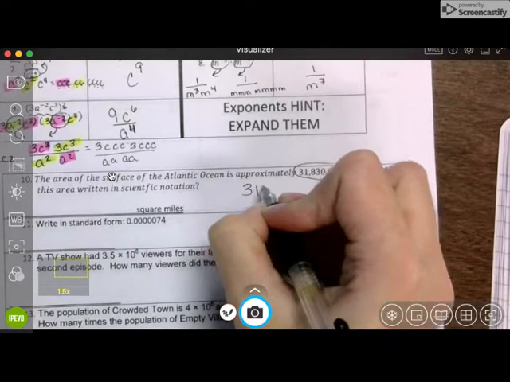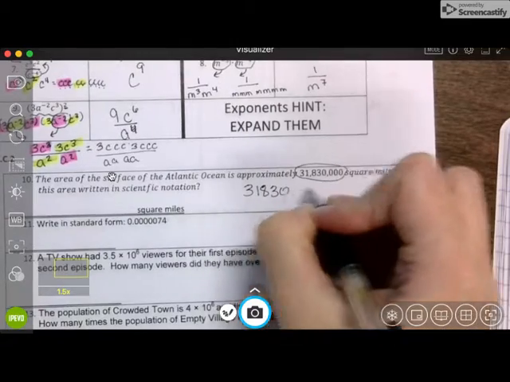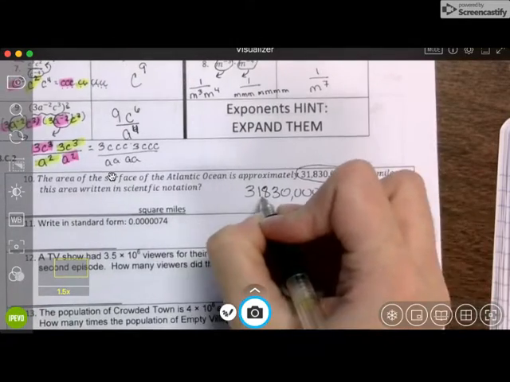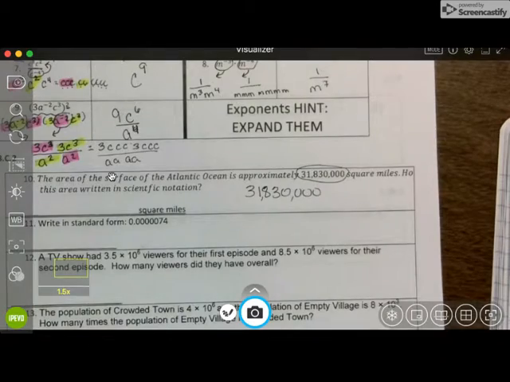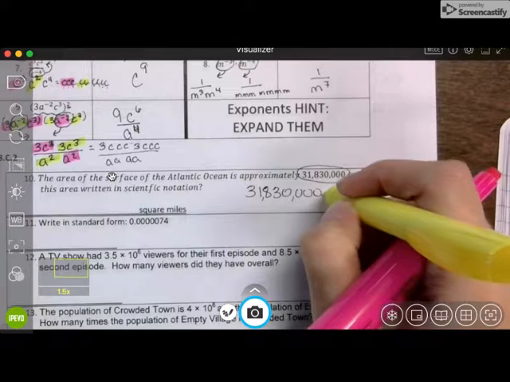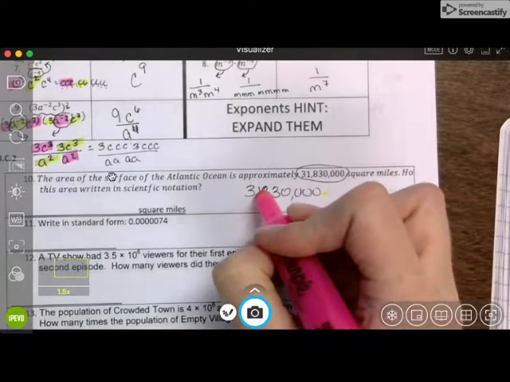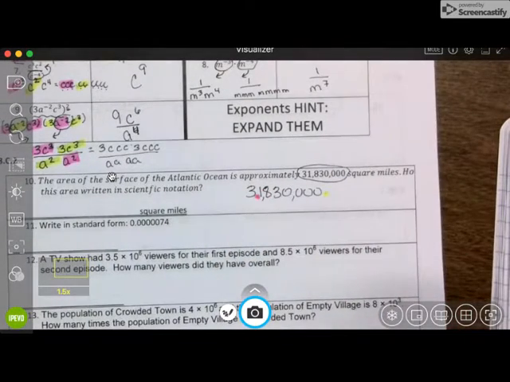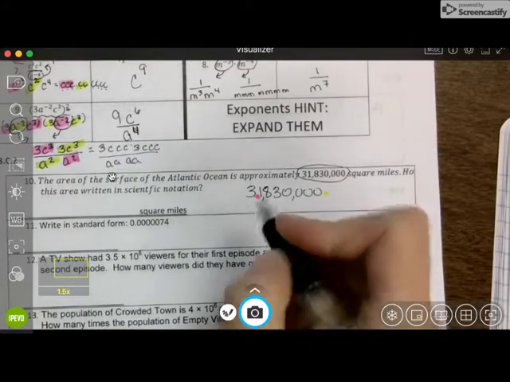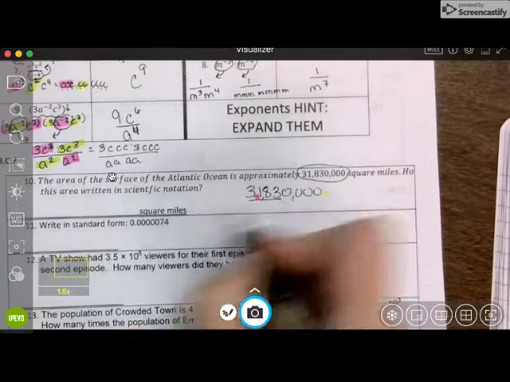So 31,830,000. Remember, our first part is where is the decimal currently? Anytime you don't see it, it's at the end of the number. Where do I want the decimal to be? I want it so that you have one number to the left of the decimal that's not a 0, but one number, not more than one. Then I write every piece until those zeros start repeating.